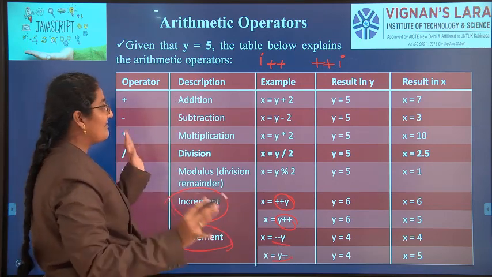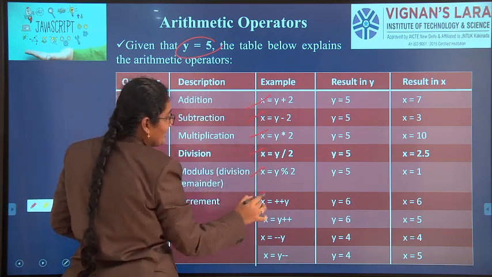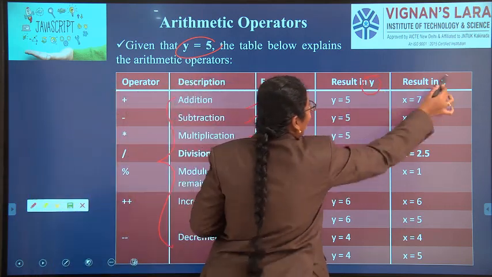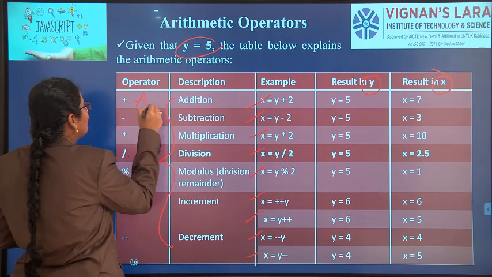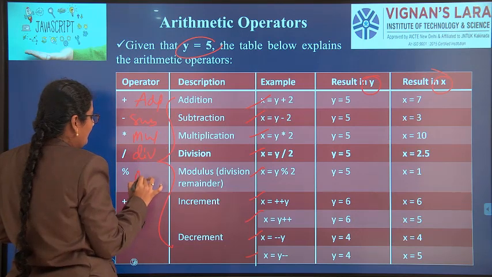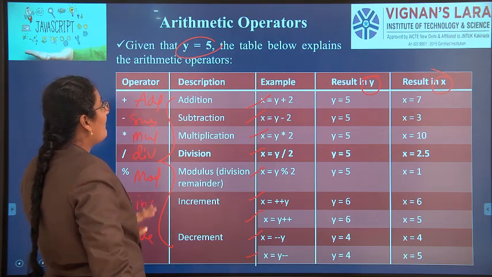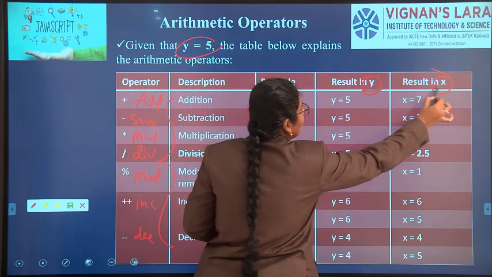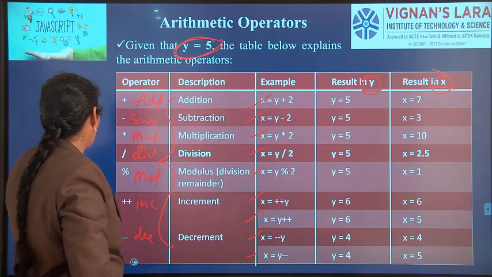So this table is nothing but assuming y value 5 and solving all the expressions, where we get the result in y and result in x. Arithmetic operators are nothing but addition, subtraction, multiplication, division, modulus, increment, decrement. These operators we have performed and got the result of y and result of x by assuming y equal to 5. This is what arithmetic operators are.